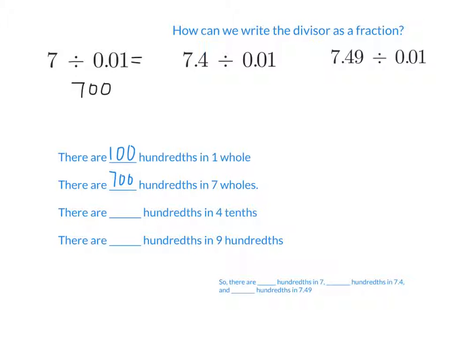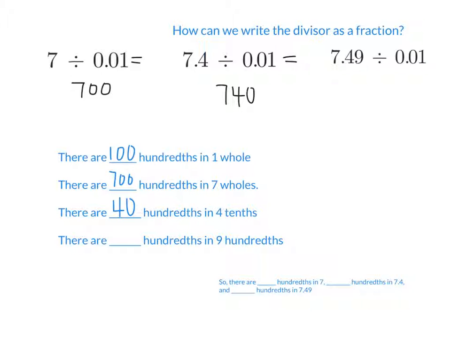Here we have 7.4 divided by a hundredth, 0.01, right? So we're asking how many hundredths fit into 7.4. Well, we already know how many hundredths fit into 7, right? The only part we have to figure out is we have 4 extra tenths. How many hundredths fit into 4 tenths? How many? 40. So, let me ask you a question. Then, if we know that there are 700 hundredths in 7 wholes and 40 hundredths in 4 tenths, what is the answer to 7.4 divided by 0.01? Everyone?